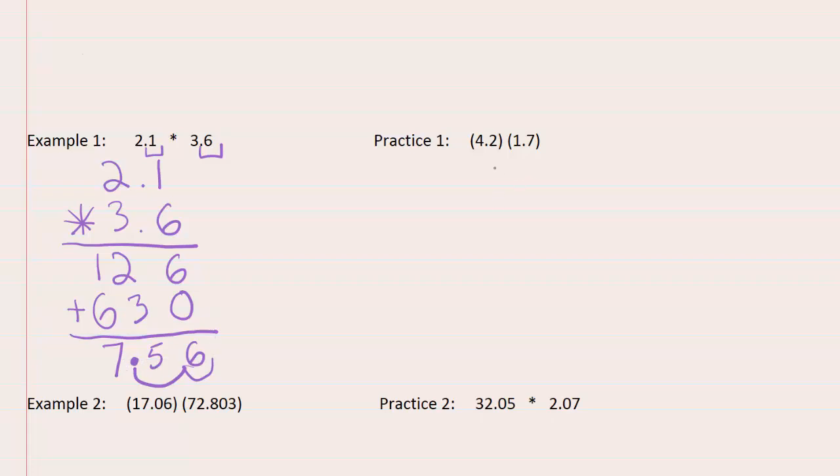Now let's go ahead and do a practice problem. So I want you guys to pause this video and try this problem on your own. Remember that two parentheses set right next to each other mean multiply, just the same as an asterisk between the numbers does.